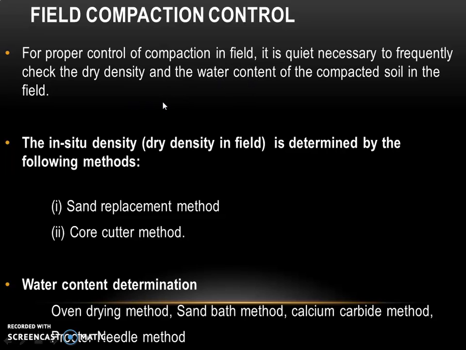the compacted soil. The in situ density, that is dry density in field, is determined by the following methods. First one is sand replacement method and second one is core cutter method. Water content is determined by oven drying method, sand bath method, calcium carbide method and Proctor needle method.